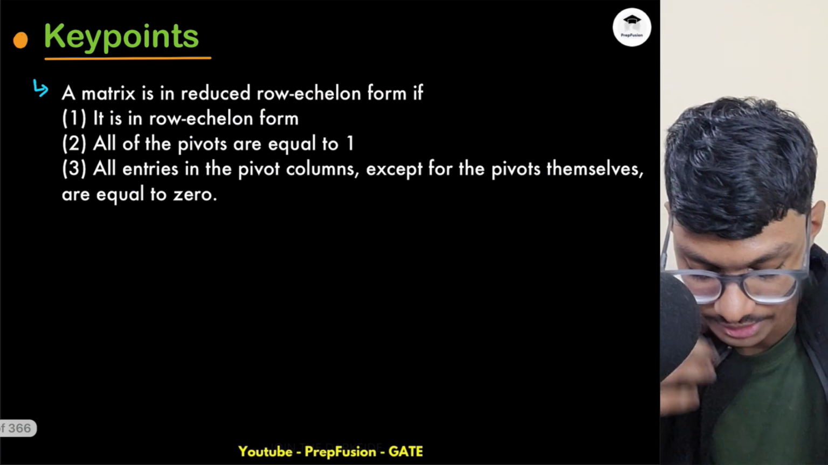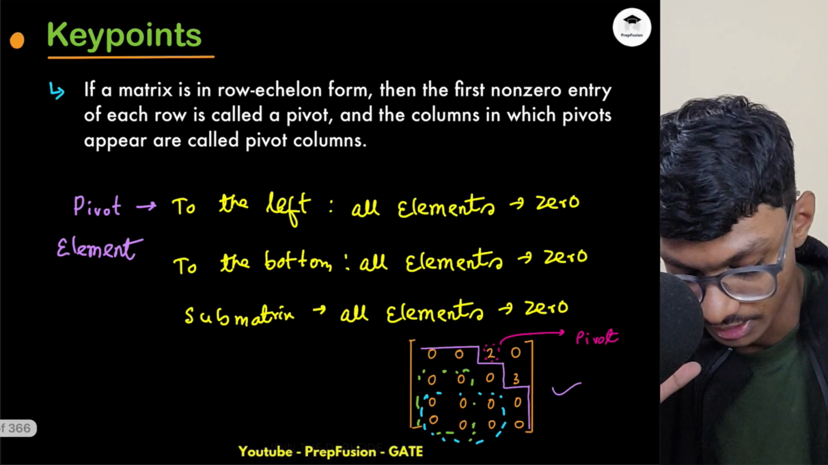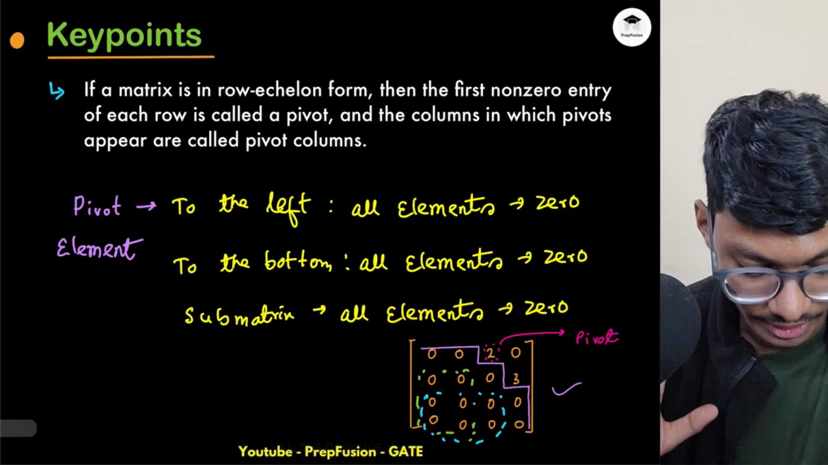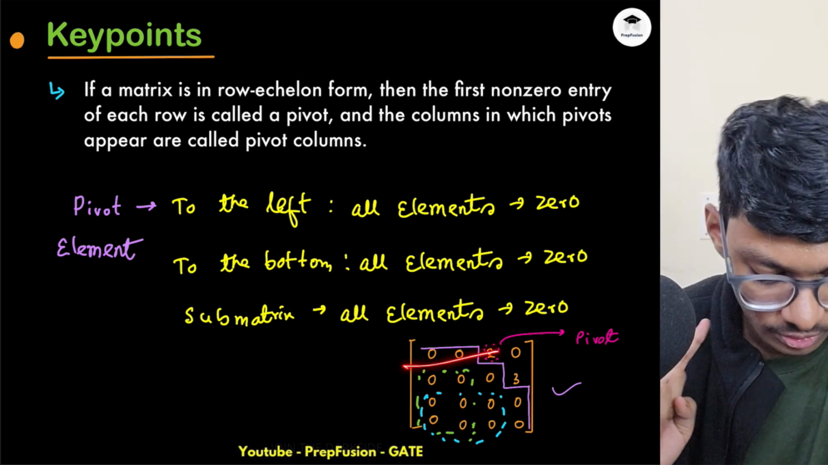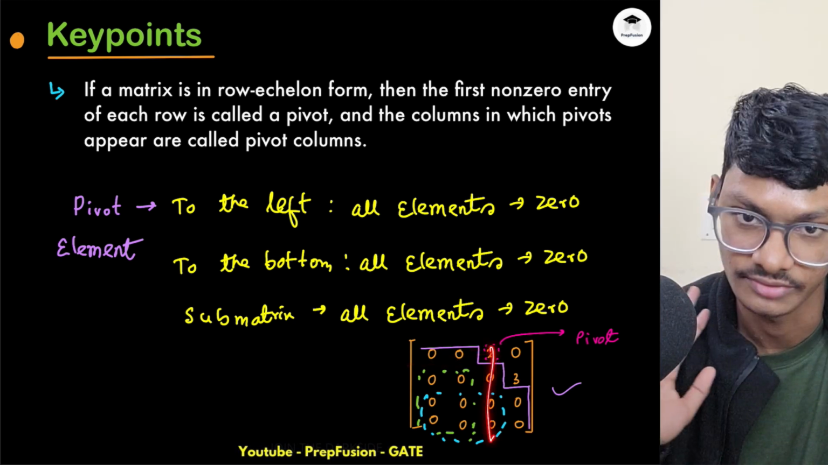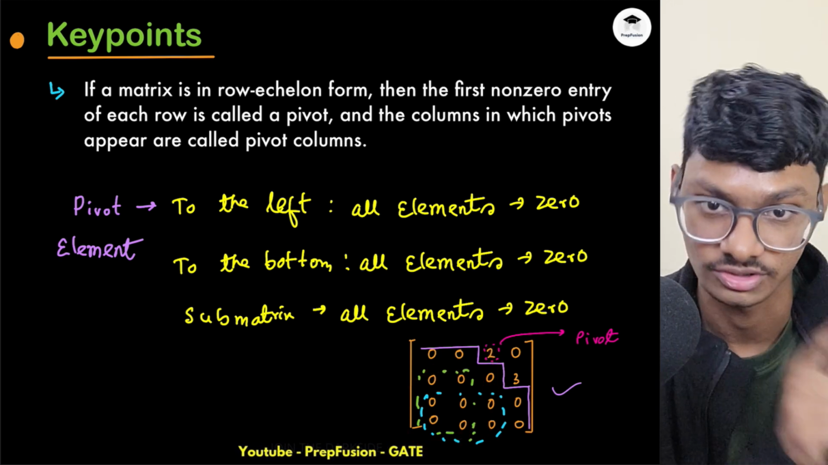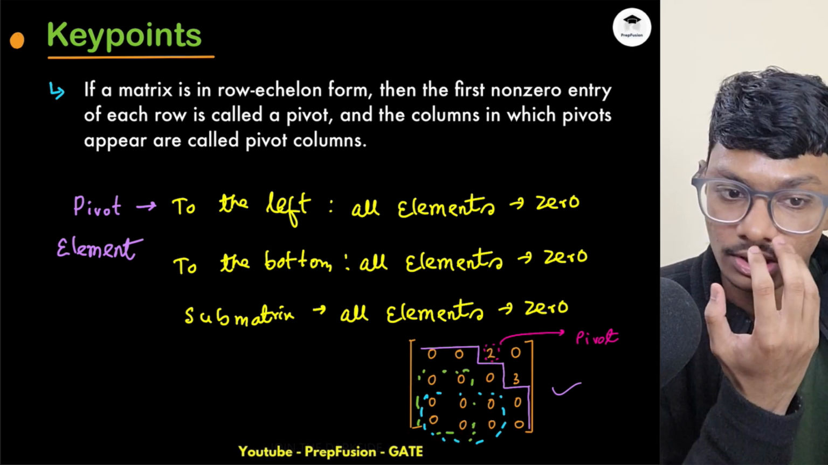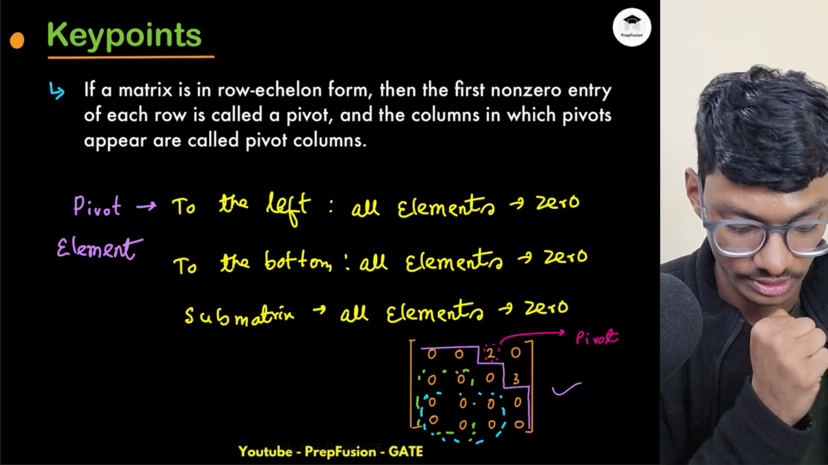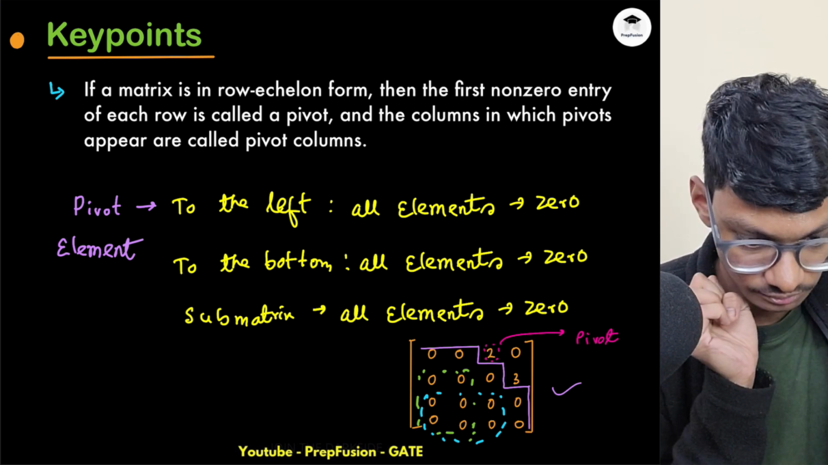We have understood. Let's read more about pivot. So this is basically the pivot. You got the point, right? So this 2 is a pivot. Why? Because to the left of this everything is zero, to the bottom of this everything is zero, and the submatrix is also zero. But first it has to be in the row echelon format, then only I will start finding pivots. Okay, and why is pivot important, we'll understand.